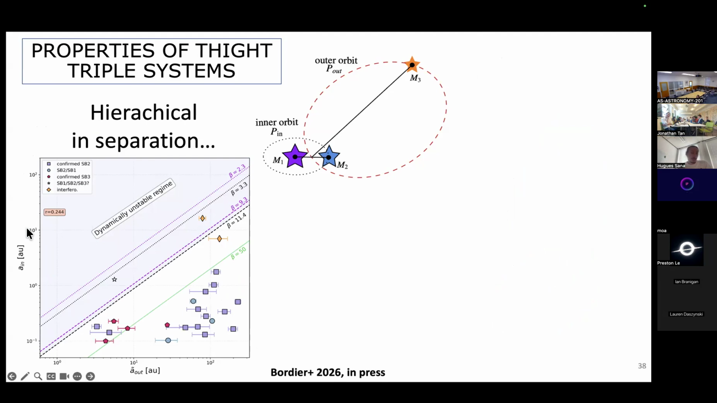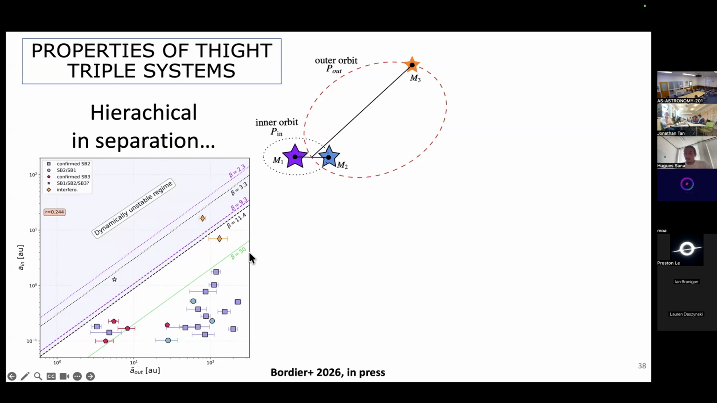So if you plot the inner separation versus the outer separation, what you will see is that the vast majority of those systems have a large ratio between the inner and outer separation, which means that the semi-major axis of the outer companion is much, much larger than the semi-major axis of the inner companion. This is what you expect from stability criteria, but those stability criteria tend to predict a ratio where the outer system is about 3 to 10 times larger than the inner system.